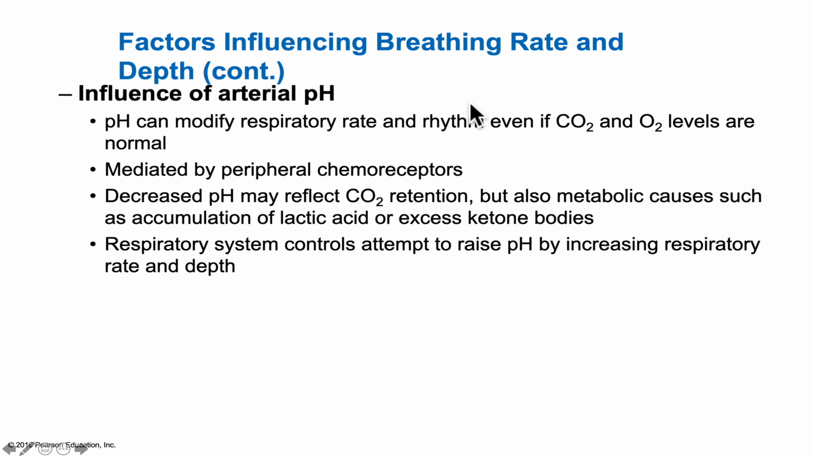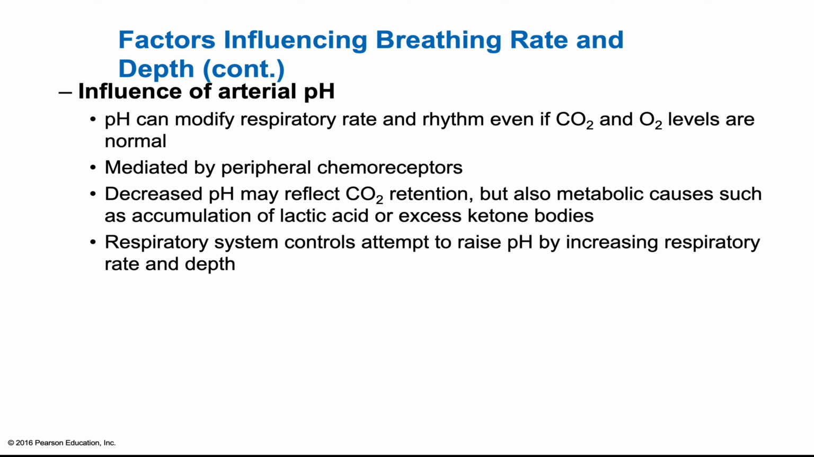Now, even when carbon dioxide and oxygen levels are normal, changes in arterial pH can still modify the respiratory rate and rhythm. Because hydrogen ions don't cross the blood-brain barrier, the increased ventilation that occurs in response to falling arterial pH ends up being mediated via the peripheral chemoreceptors.